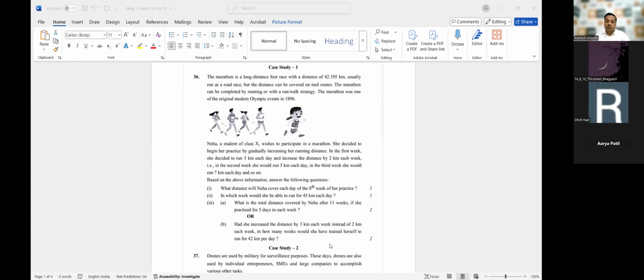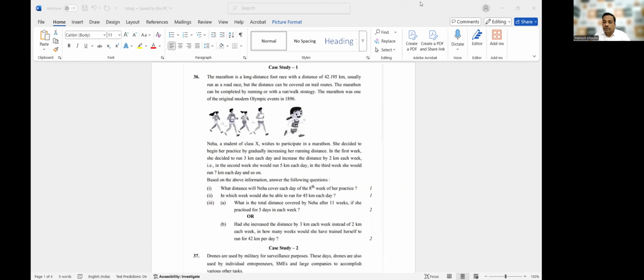Okay. So you people can also talk, it is not necessary that only I will speak. You can. So we'll start with, okay. So here the first term a is 3 kilometers, and the difference is 2 kilometers. Correct?